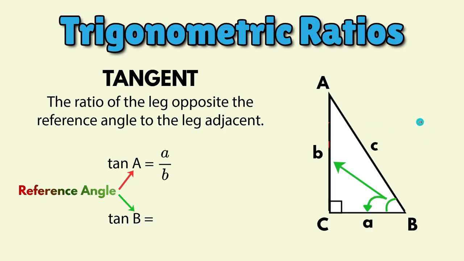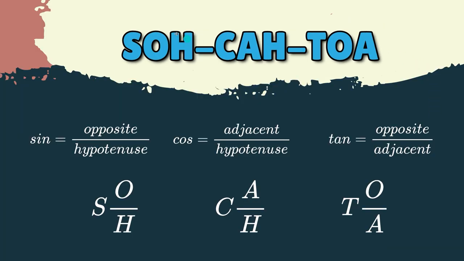So b over a. Now, that's a lot of information to try and remember. And so we have a mnemonic or acronym of SOHCAHTOA. SOHCAHTOA is our way to help us remember these three ratios. Sine is opposite over hypotenuse, SOH. Cosine is adjacent over hypotenuse, CAH. And tangent is opposite over adjacent, TOA.